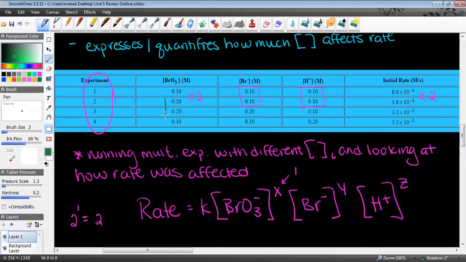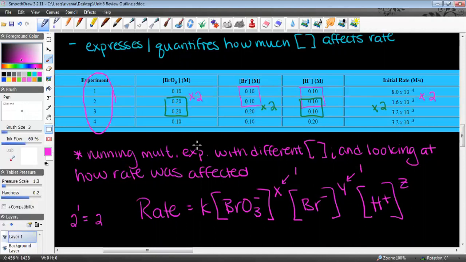Let's look here where the bromates stay the same and the hydrogens stay the same, and we double the bromide. When we double the bromide, what happens to the rate? So 3.2 divided by 1.6. That's another doubling. It doubles again. So when this substance is doubled, the rate is doubled. So that one's also first order.